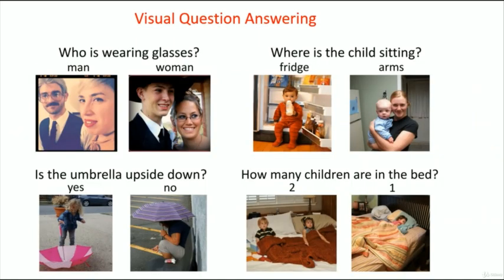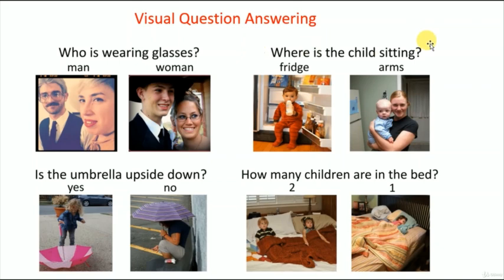Another famous topic in vision language task is called visual question answering. So this involves answering a question about a given image. So basically, the network has two inputs. The first input is the question, and the second input is the image. So given the question and the image, we are required to answer this question about the image. So for example, who is wearing glasses? And then we give this image, of course, and we give this question, and the network predicts man for this image, and the network predicts woman for this image.